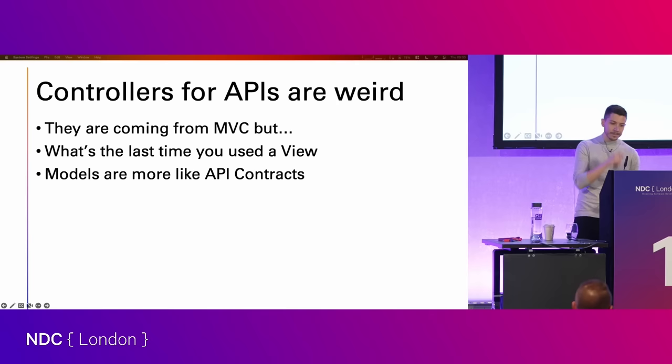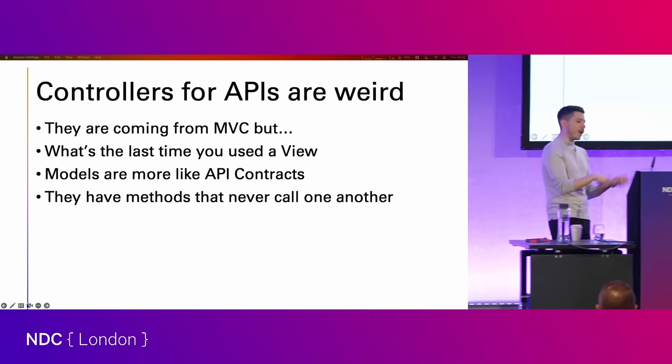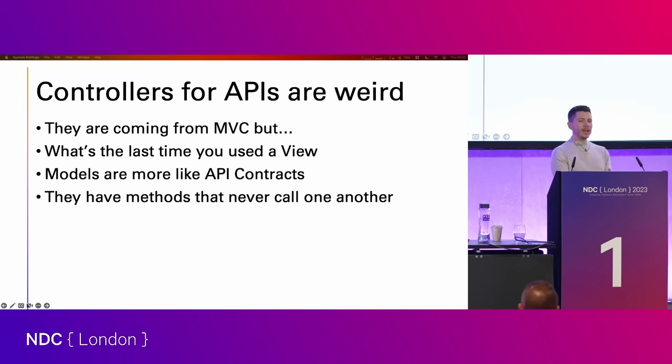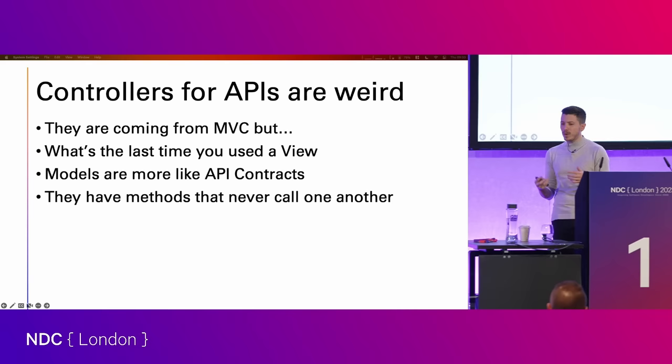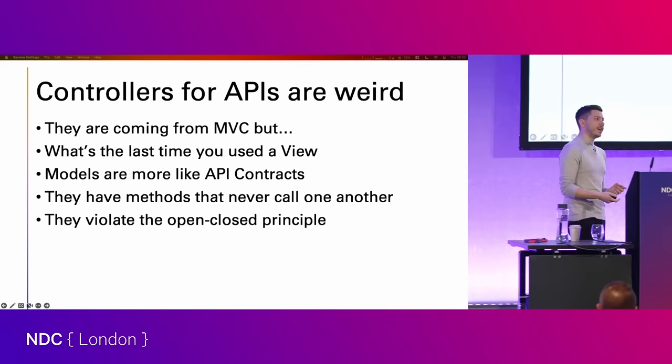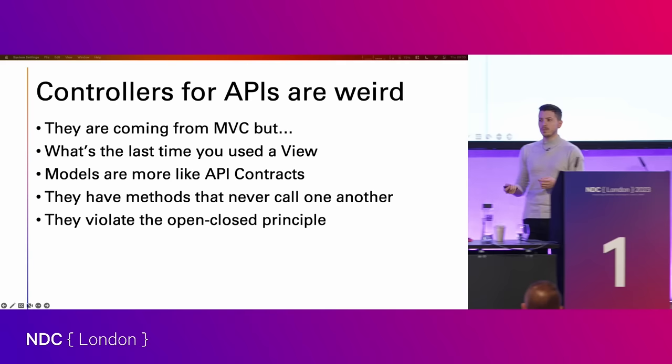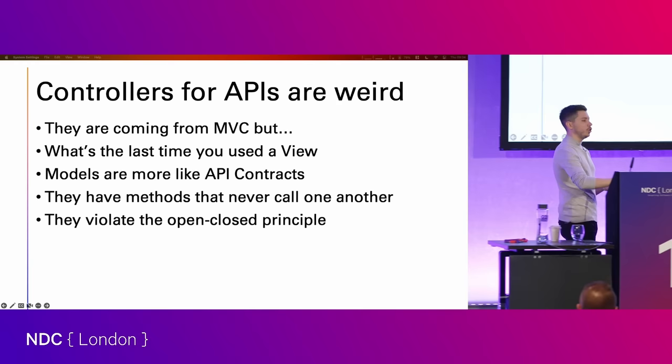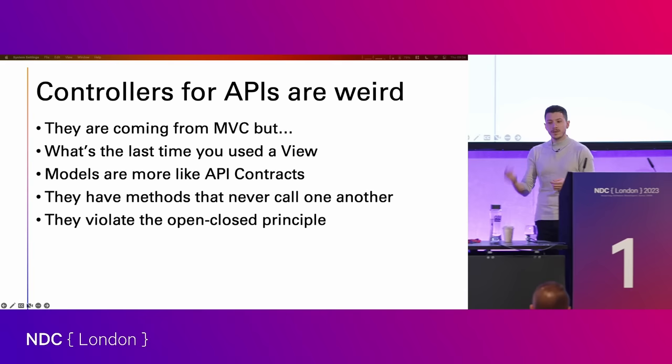However, I have an issue with that structure, because they have all these methods, these actions within that controller that they never call each other, and the only thing that really calls them is the router. So you have a bunch of public methods in a public class that nothing explicitly calls. It doesn't really make sense why they should be together. And this becomes more obvious if you think that really they're actually violating the open closed principle. Because what do you do to add a new endpoint into your API? You open that controller class and you edit it. What do you do to remove one? You open the controller class and you delete the method.